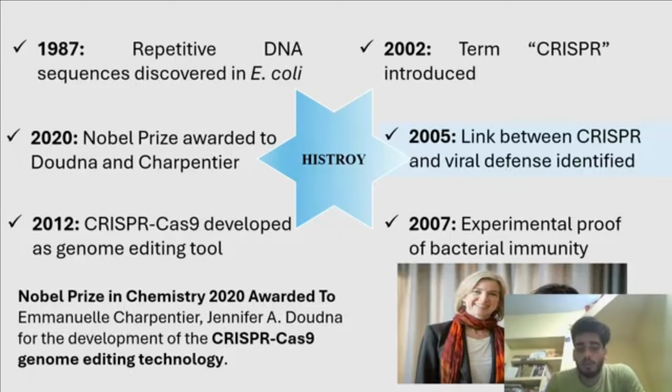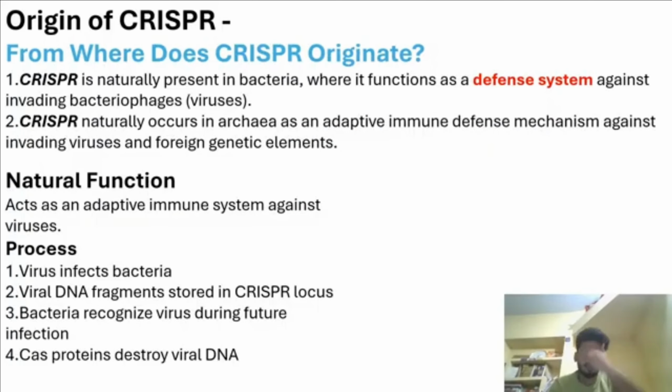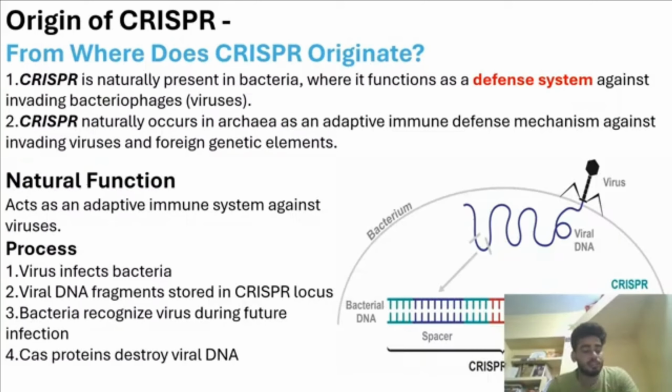So the Nobel Prize has been awarded to them for the CRISPR Cas9 genome editing technology. So, origin: where did it all originate? Before understanding what CRISPR is, we have to see where it has originated from.